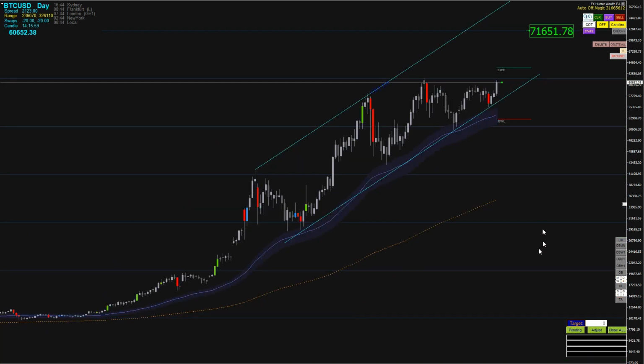Now the last one is Bitcoin. I think we are getting ready for the breakout in here, and the next stop could be 70k or even the 80k above here.